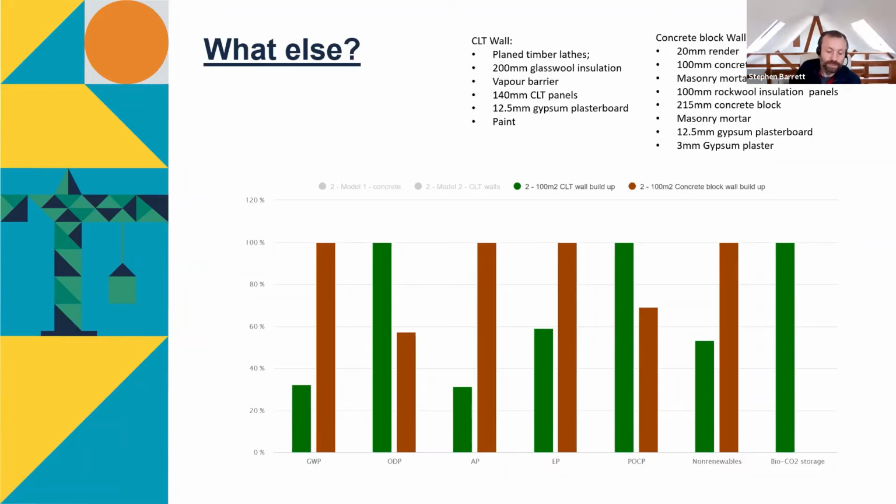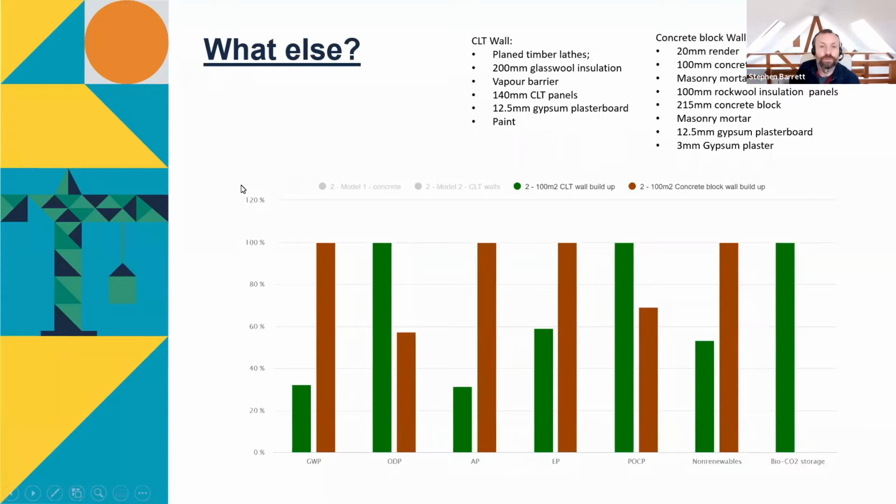My point is that we need to think about all of these things in the round. Carbon is usually a good indicator for the other impacts, but not always. So we do have to tread carefully and consider what our priorities are. If carbon's the priority, and it usually is, then the CLT looks good. And of course, it does have carbon sequestration. You can see that on the right there, the bio CO2 storage, which of course the timber will have in the CLT, but not in the concrete blocks.